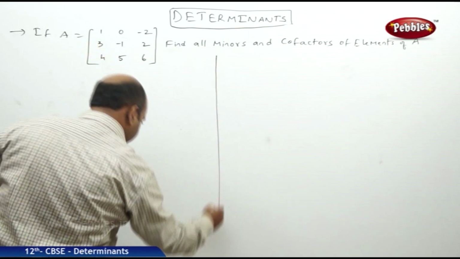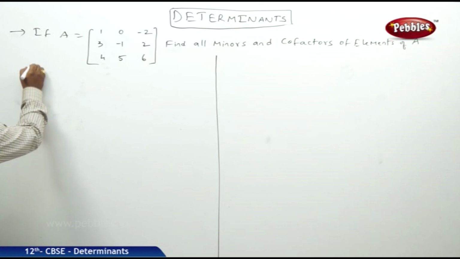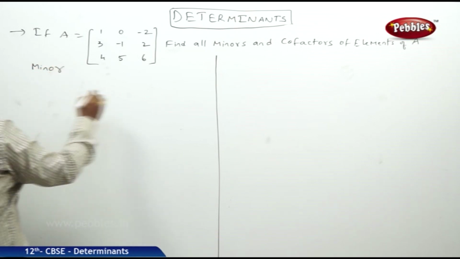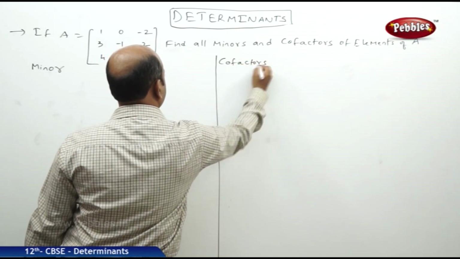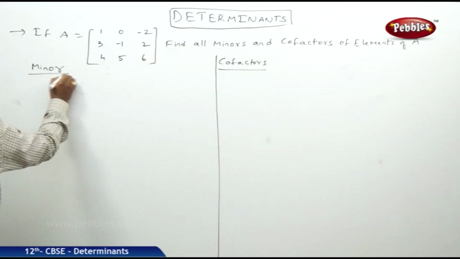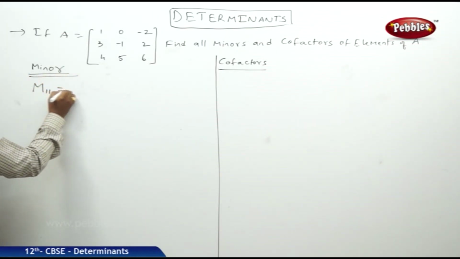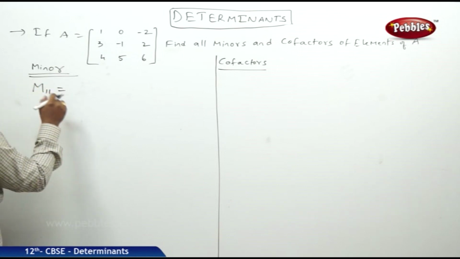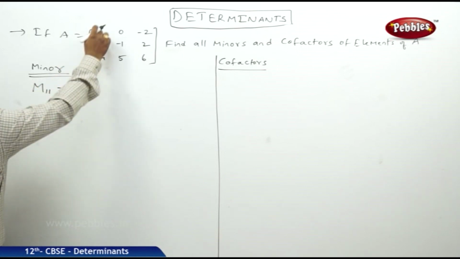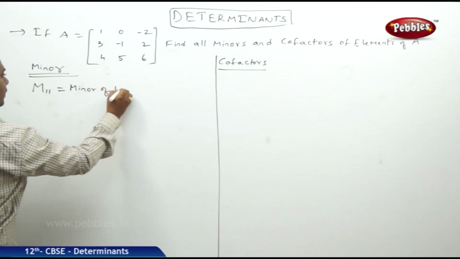What I will be doing means, here I will be writing minors, and here I will be finding out cofactors, right? So here M11, that M11 means I indicate minor as capital M, 11 means the element of first row and first column. So that means M11 means minor of 1.